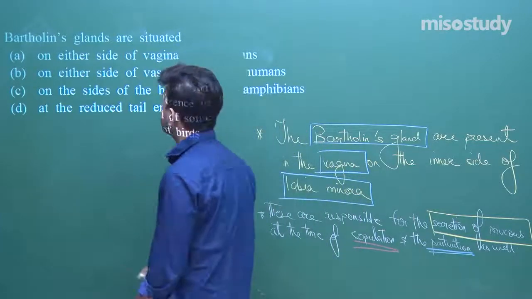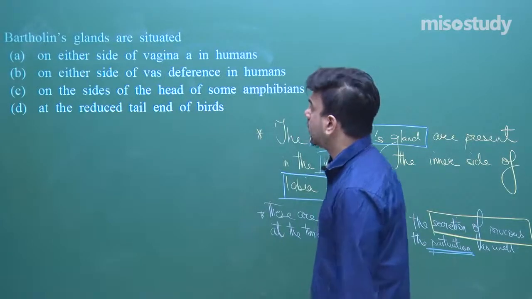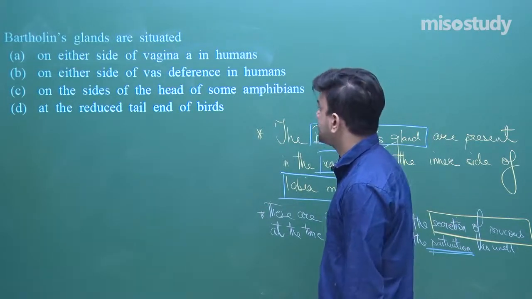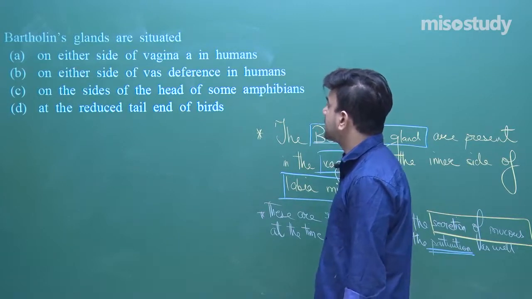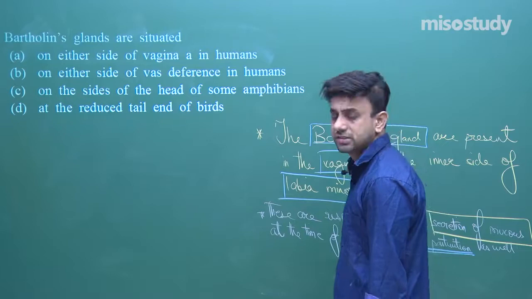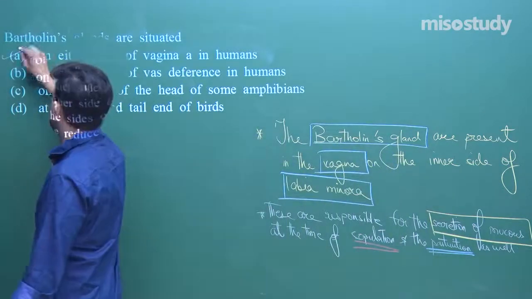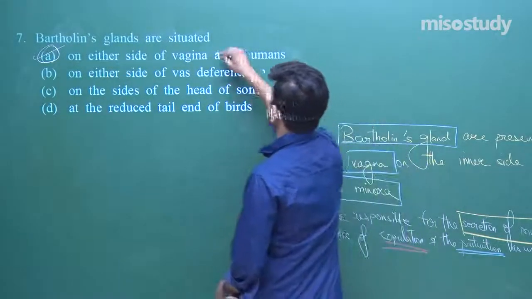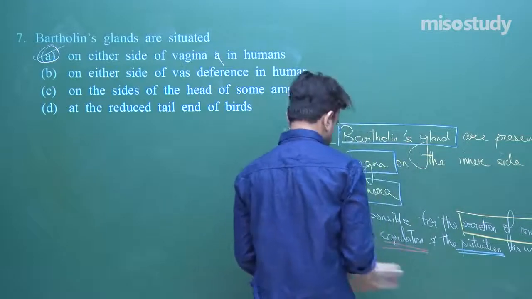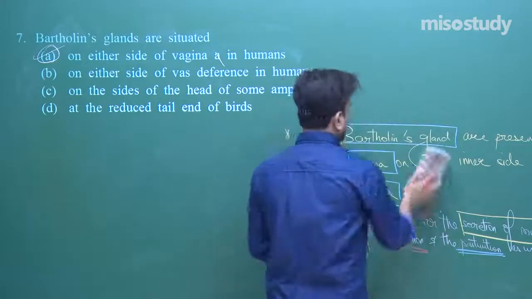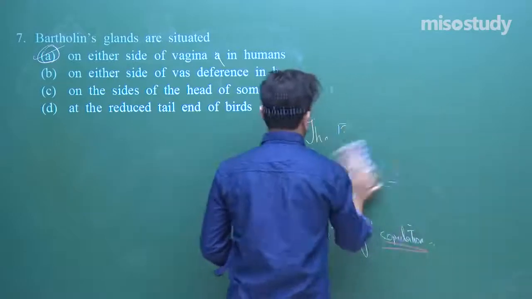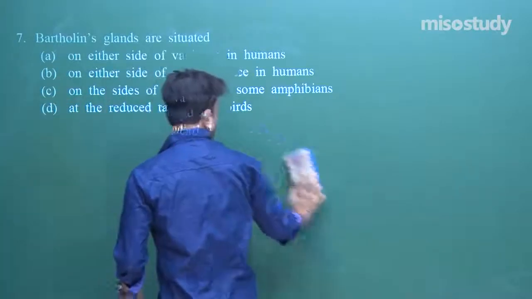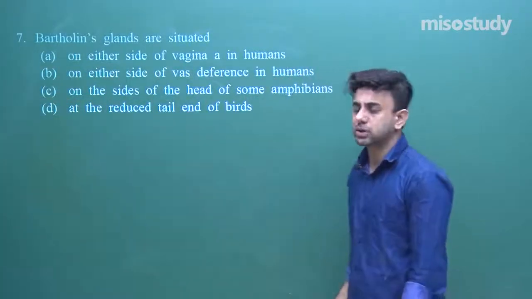So, let's see the options now in the light of this. They are situated on either side of the vagina in humans, on either side of the vas deferens in humans, on the side of the head of some amphibians, or at the reduced tail end of birds. So the first option will be 100% correct: on either side of the vagina in humans. Let's see the next option now.